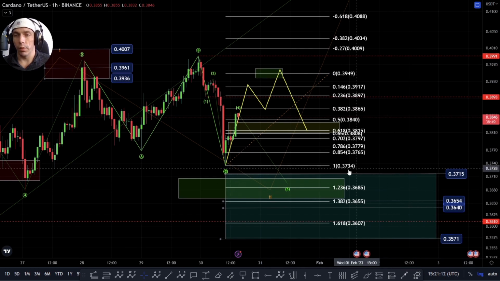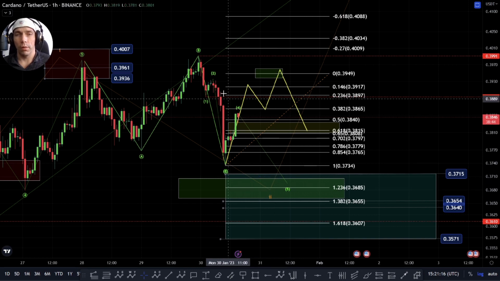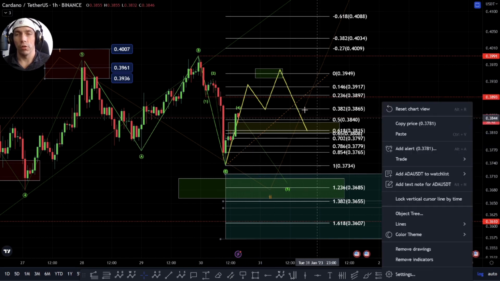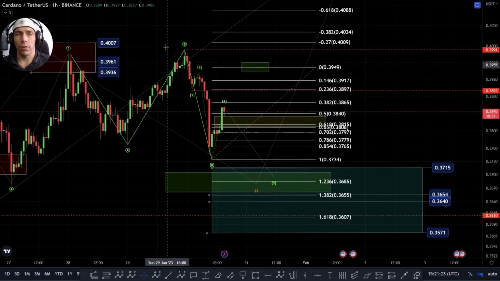If we cross below this 3734, then I'd be looking for this green box area, though we would have to be careful that we don't have that extension going on that we were talking about within the bearish option. So just keep an eye out on that.